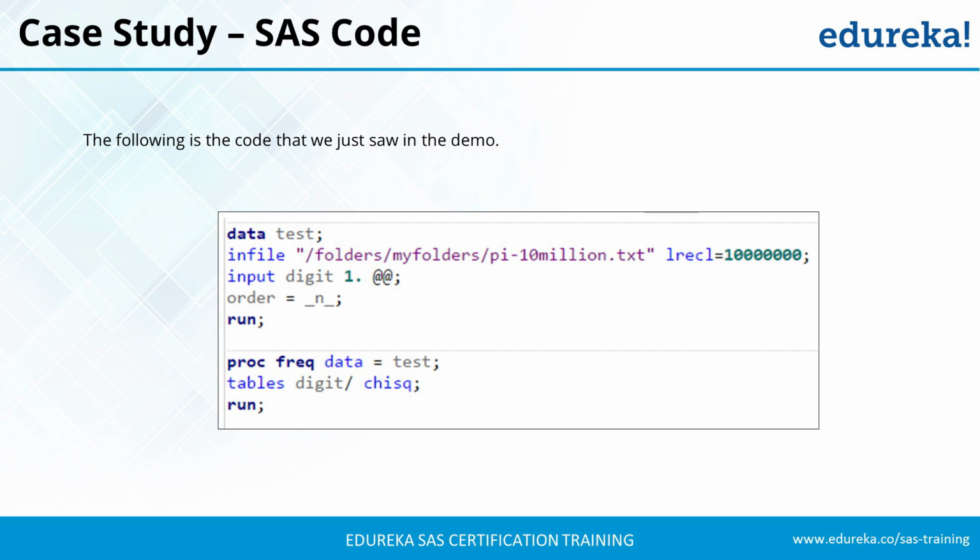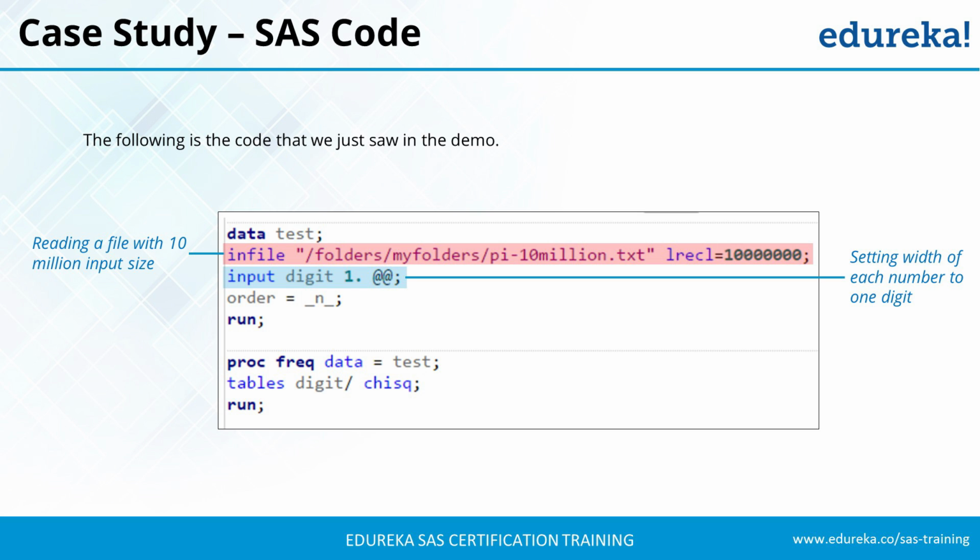First of all, we are creating a data set called test, and we are calling a file pi10billion.txt. We are inputting one digit, and whether it's being randomly selected. Order is capturing the iterations. This is the automatic variable being captured. In proc freq, we are checking for randomness for the variable digit, with the chi-square option. Setting the width of each number.